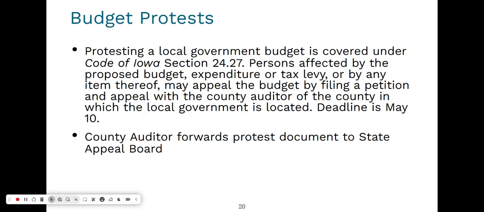So those folks can submit a protest petition to the county auditor regarding your budget. The deadline for them to do that is May 10th. If that would occur, the county auditor would then forward that protest and all the documentation to that state appeal board that I mentioned earlier. That consists of the Director of the Department of Management, the Treasurer of State, and the Auditor of State.